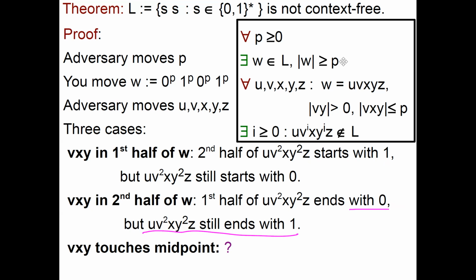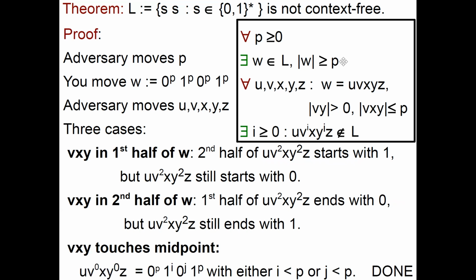Okay, but maybe that's not the case. Maybe vxy touches the midpoint. Maybe actually you're pumping something which touches the midpoint. What happens in this case? Can you guess? Well, then we can pump down. I'm going to pick i equals 0 and obtain the string uv^0xy^0z, so just uxz. Now, in this string, I've not touched the 0 to the p or the 1 to the p because I was in the middle. So now I've either pumped down these ones or pumped down these zeros. If I pump down the ones, you will not match this. If you pump down the zeros, you will not match that. So either way, you're not in the language and you're done.